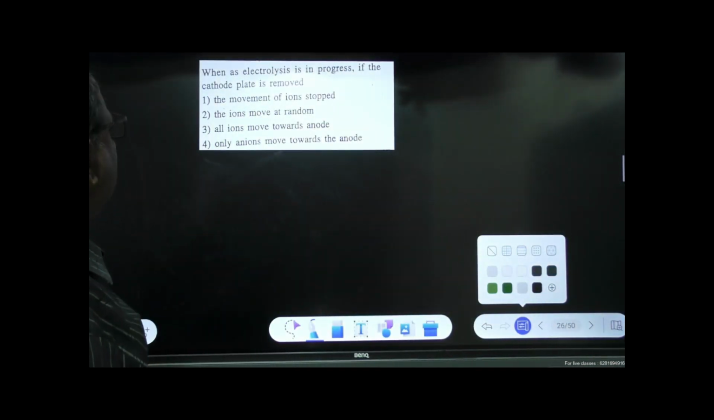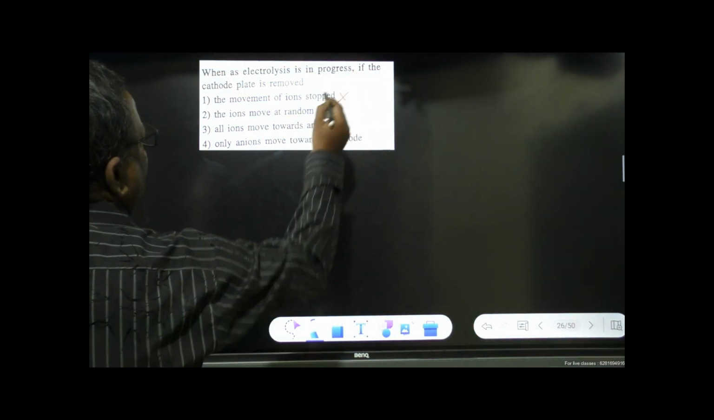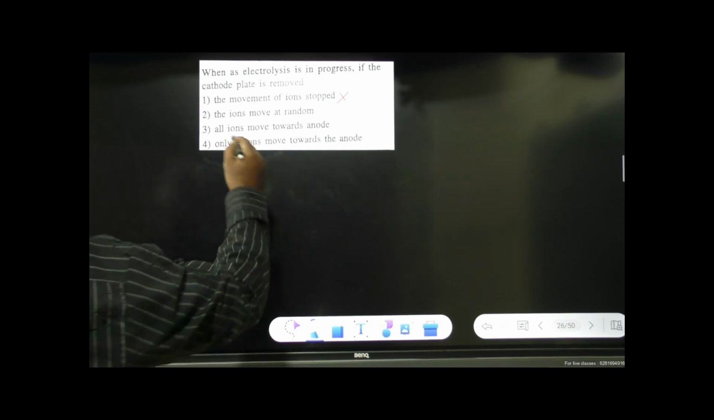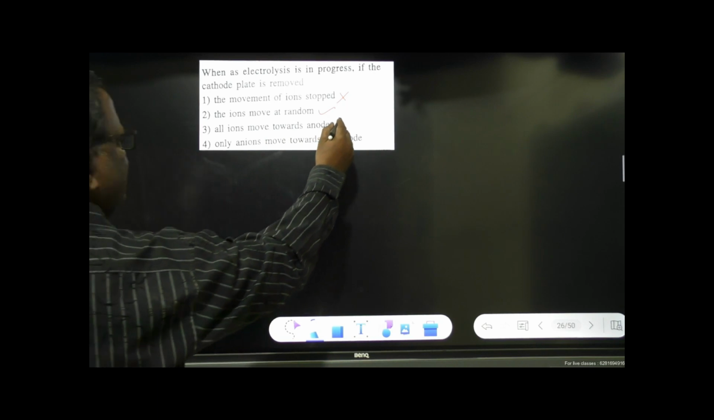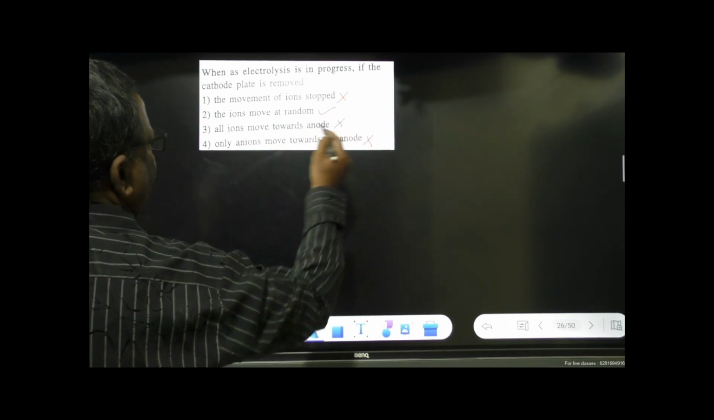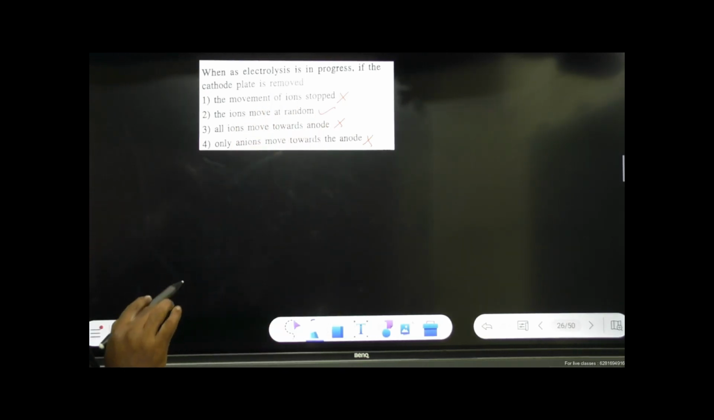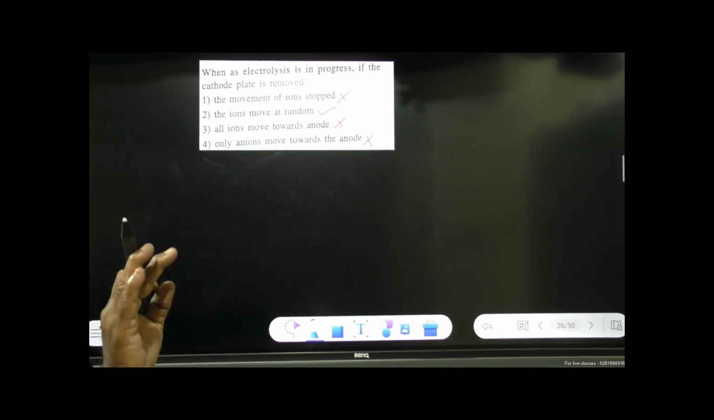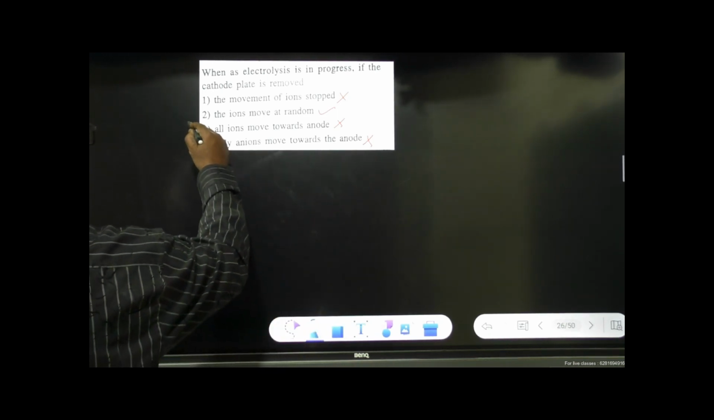So now let us observe the options here. The movement of ions is stopped: this is wrong, movement of ions is not stopped. The ions move at random: this is correct. All ions move towards the anode: this is also wrong, only anions would. Even though the anode is present, the circuit is not completed due to the withdrawal of the cathode. So electrolysis will stop and ions will move randomly. So second option is correct.